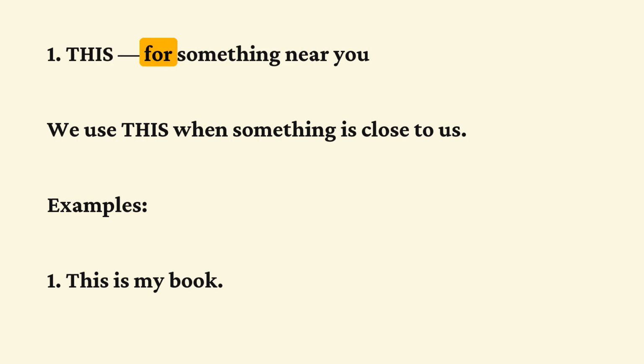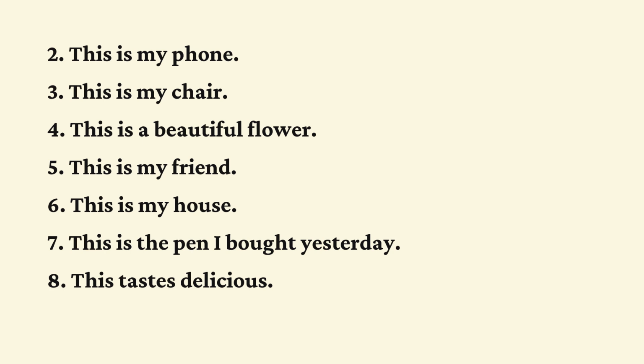This for something near you. We use this when something is close to us. Examples. This is my book. This is my phone. This is my chair. This is a beautiful flower.